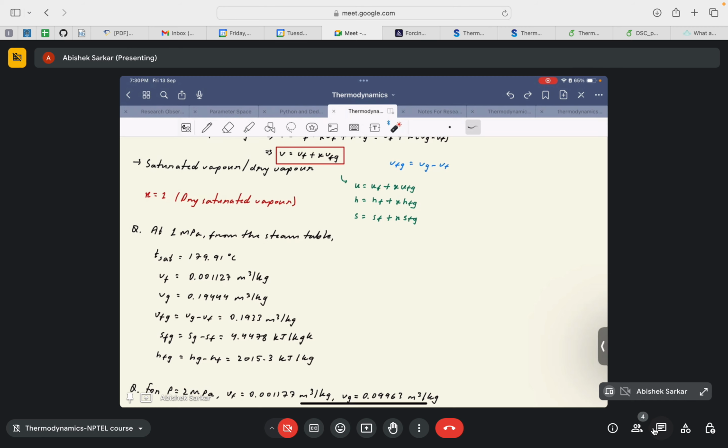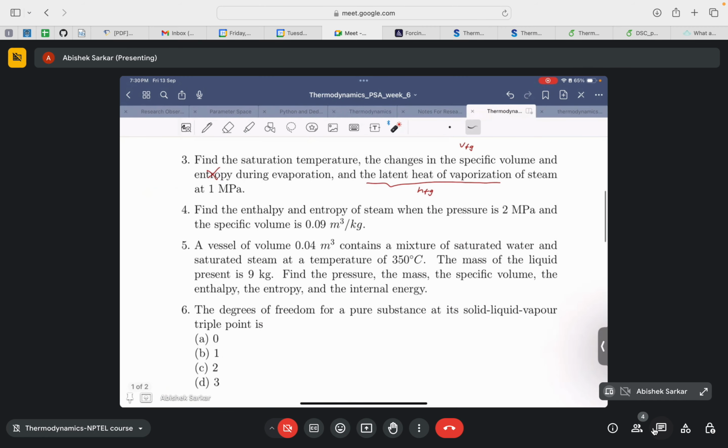So the next question is: find the enthalpy, and again if you want you can find entropy, but it's not necessary. Let's just deal with enthalpy now. Find the enthalpy of the steam when the pressure is 2 megapascal and the specific volume is 0.09 meter cube per kg. It's a bit more tricky than the previous question.